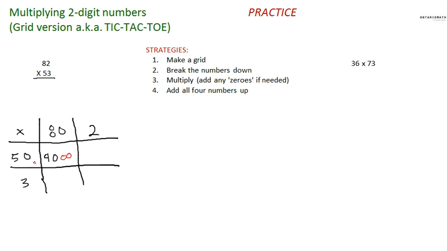Next, 2 times 50. So it's actually 100. I already know that, but let's just break it down. I'm going to add the 0. So add 1 0 here. 2 times 5 is 10. So it's 100.